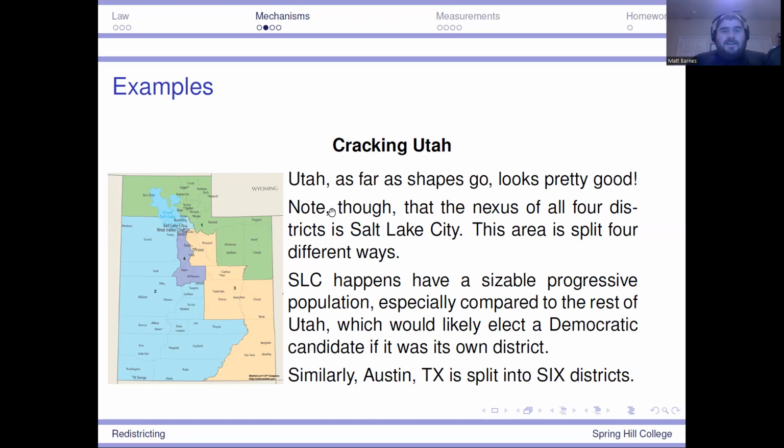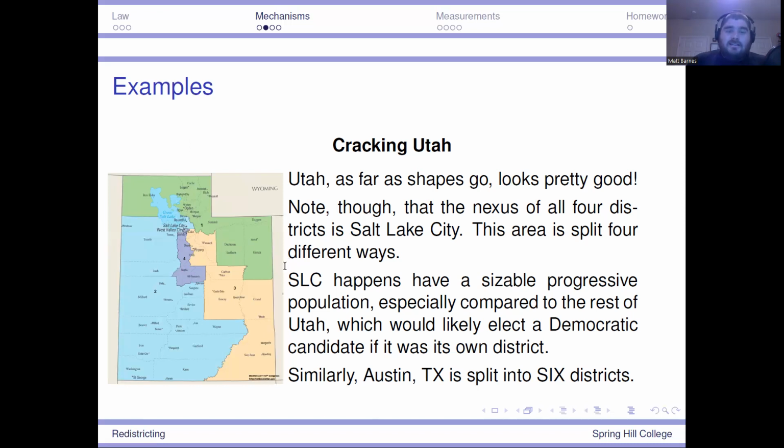Now in Utah, Salt Lake City happens to be a fairly progressive voting population as compared to the rest of the state. So what is happening here is that Utah, and specifically Salt Lake City, is being cracked into 4 different pieces to dilute the voting power of the people in Salt Lake City. So all the people in these rural areas may outnumber a small piece of Salt Lake City, but Salt Lake City is obviously going to have a very large population. When it's broken up, these rural areas are going to outvote these parts of Salt Lake City. So this is an example of cracking.